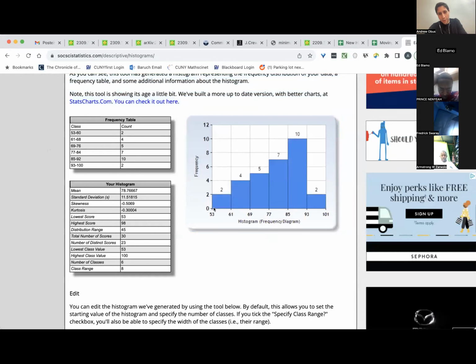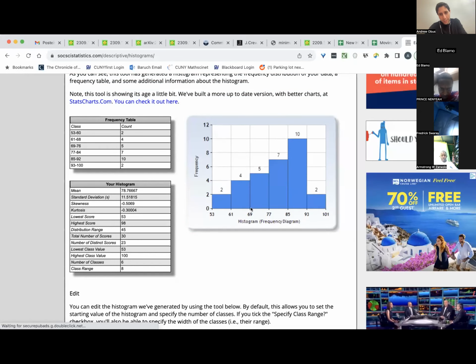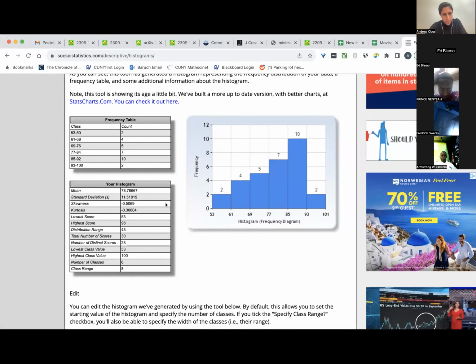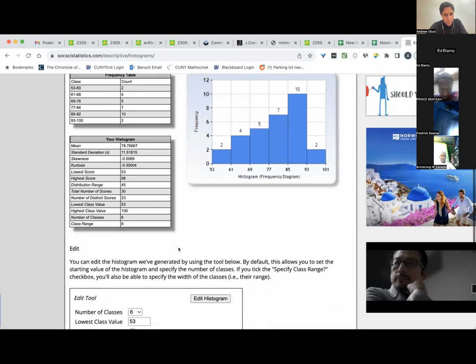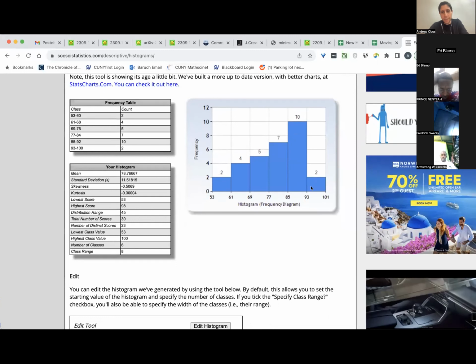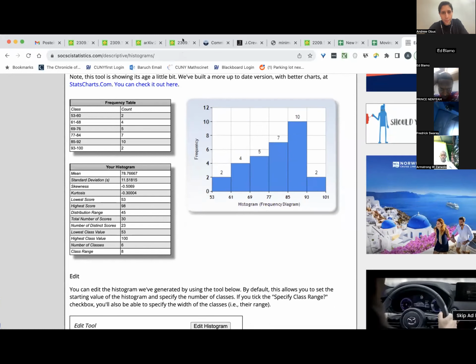See here, it has the x-axis labeled from 53 to 61, 61 to 69, and so on. It has one bar for each interval, the heights of the bars are the relative frequencies, and it labels each bar. It also gives us a whole bunch of other information. But now let's say we decided we don't want 6 intervals, we want 5 intervals.